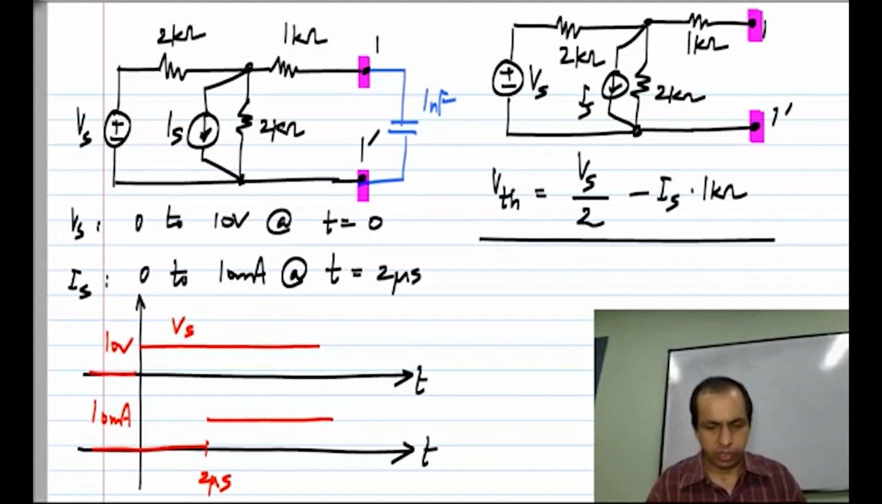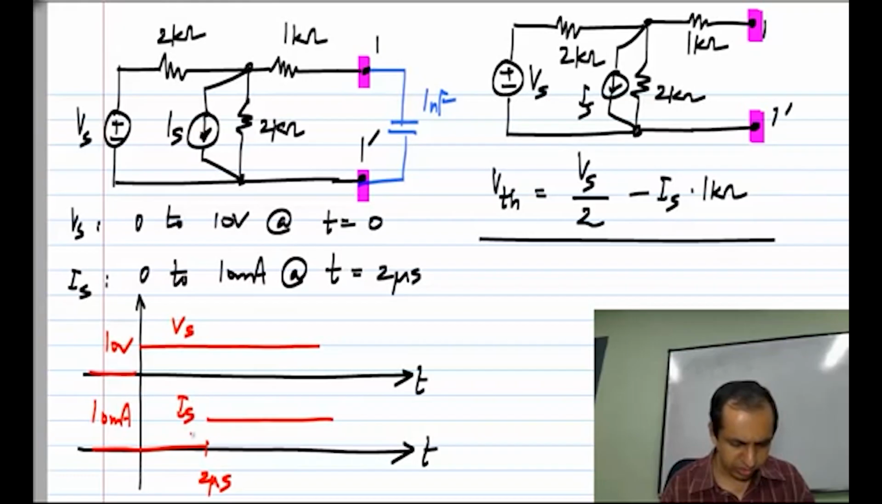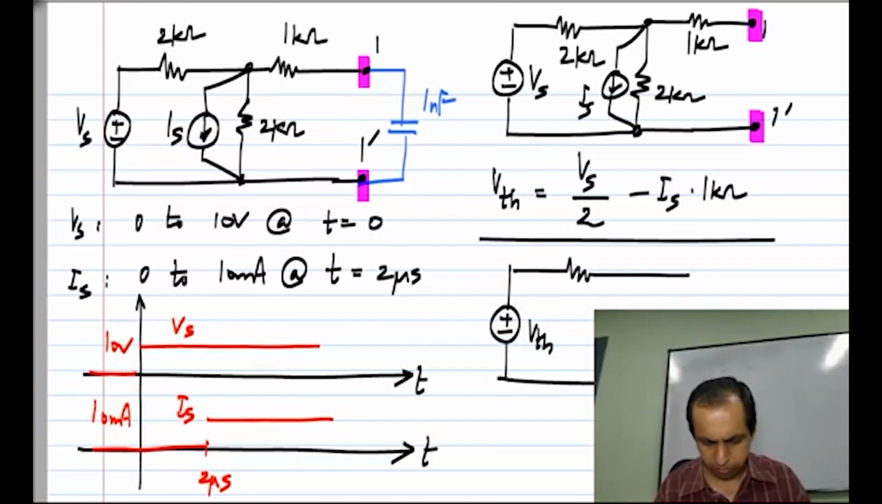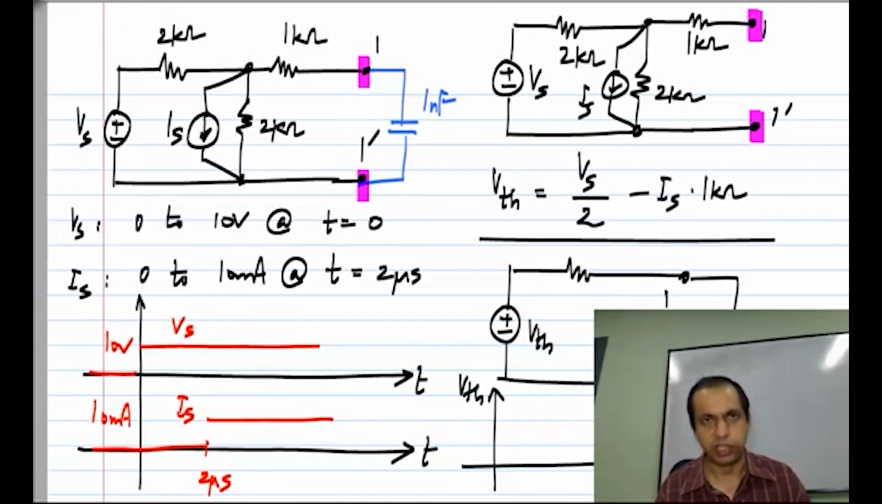Now if you evaluate this, Vs is changing at some time, Is is changing at some other time. So if you sketch this entire input to the circuit, if I calculate Vth in series with Rth, and I have my capacitor there which is 1 nanofarad, and if I sketch this Vth, it will look like that. So this is really all I need to do.